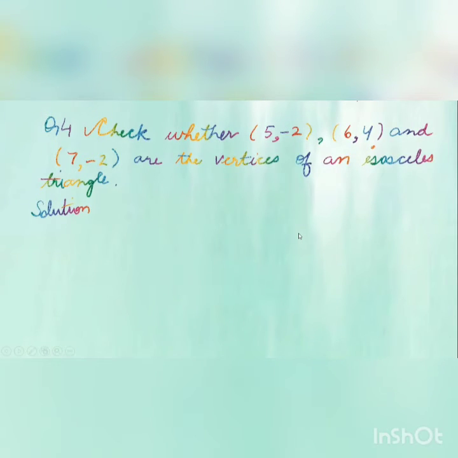Now the fourth question is, check whether (5, -2), (6, 4) and (7, -2) are the vertices of an isosceles triangle. Three points are given. And you should know that in an isosceles triangle, two sides should be equal. So you will be calculating the sides.